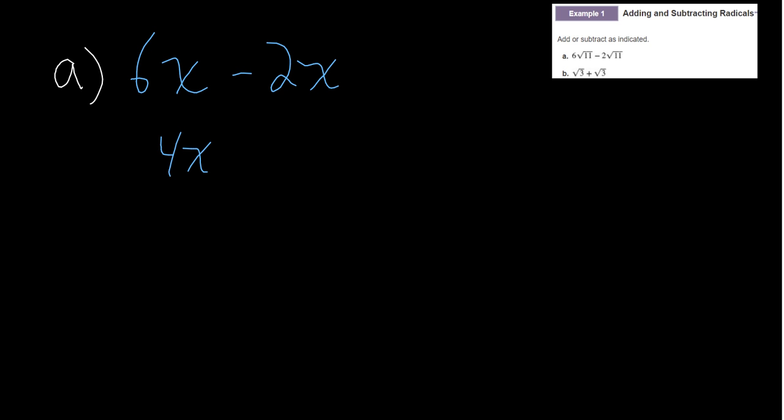All right, so this is add or subtract as indicated. Whenever you're adding or subtracting like radicals, you can just think of them as variables essentially, right? They're not, but let's assume that a was 6x minus 2x. Well, 6x minus 2x is 4x, right? Well, assume that the x is the square root of 11.